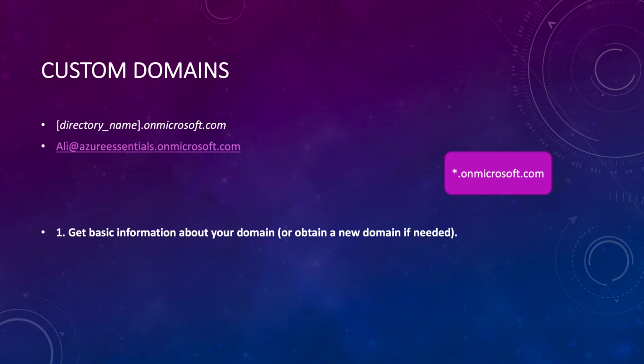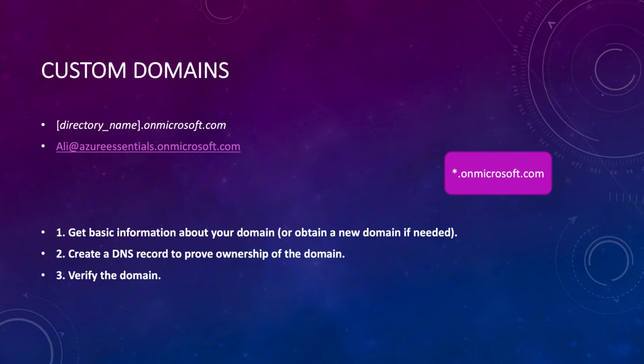For example, you may have Ali at ccsf.com. The process to associate a custom domain with your Azure AD directory is relatively easy. The Azure AD selection in the Azure Classical Portal will walk you through all the steps in an easy-to-follow wizard. There are three main steps, as you can see on the slide. They actually appeared before I got there.